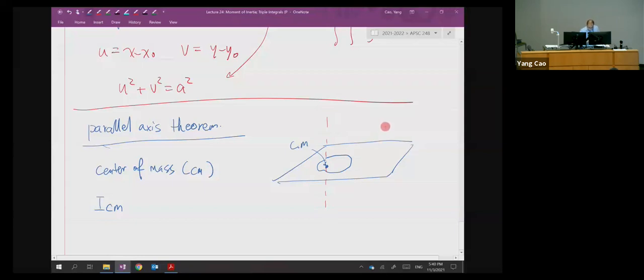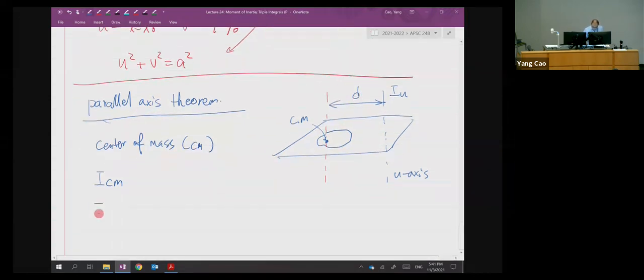Now a different situation is you create a different axis. Let's call this the U axis. And this axis is a distance of d from the center of mass axis. And we want to calculate the moment of inertia about this new axis, the U axis.